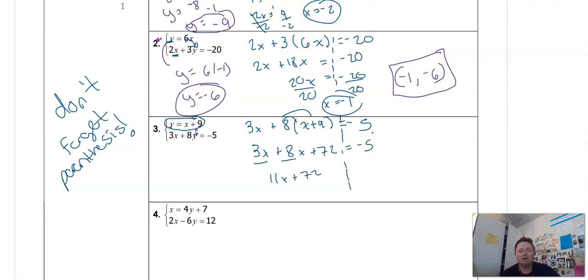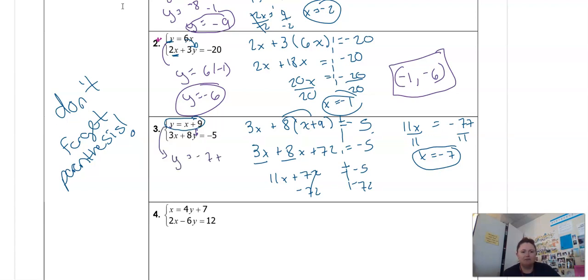11x plus 72 equals negative 5. Subtract 72 on both sides. So I have 11x equals negative 77. Divide on both sides, x equals negative 7. Now I can plug negative 7 in for x in my first equation. y equals negative 7 plus 9. y equals 2. And just to check, 3 times negative 7 is negative 21.